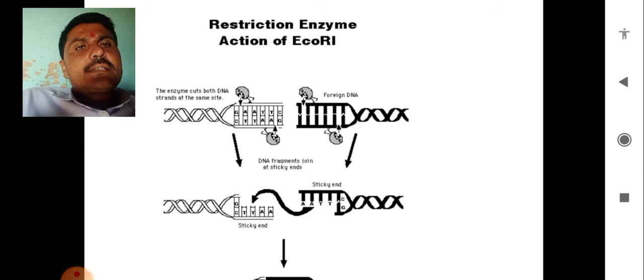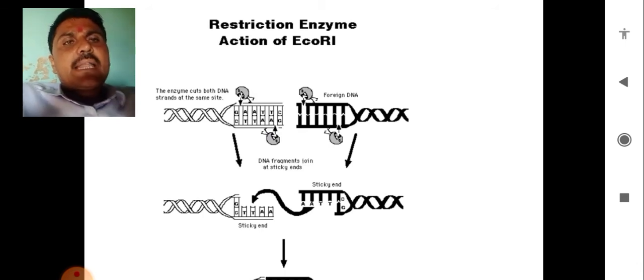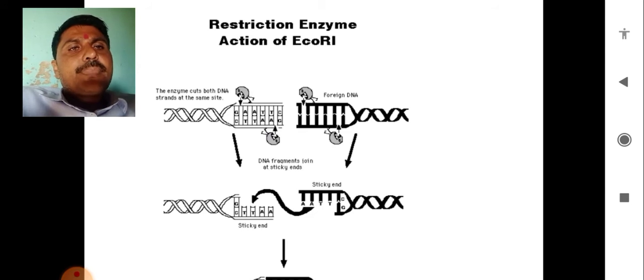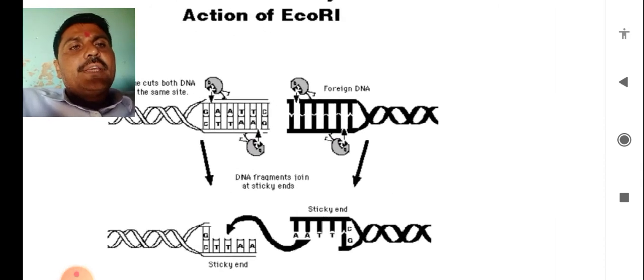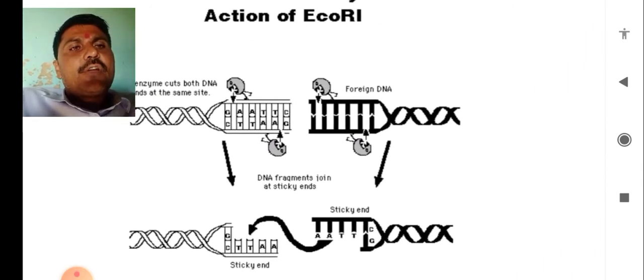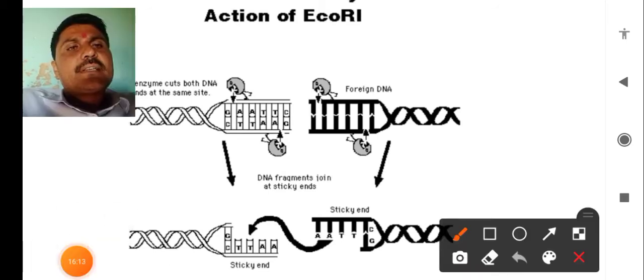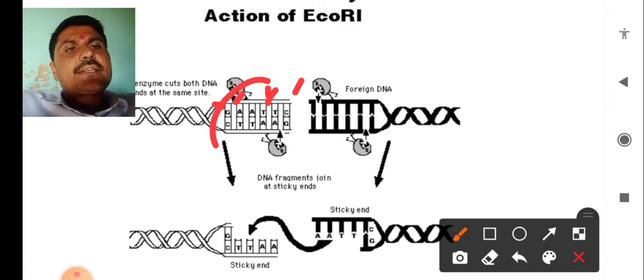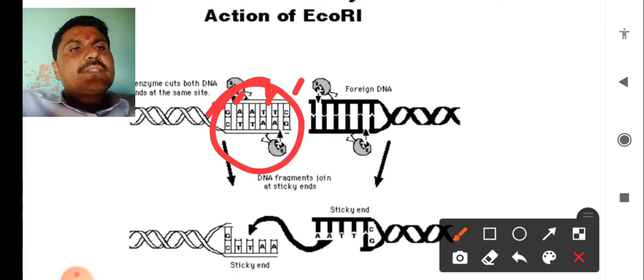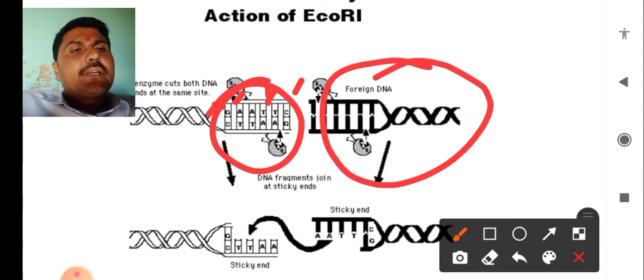Look at this enzyme. It cuts both the DNA strands at the same site. See, it is cutting the foreign DNA as well as the parent DNA at the same specific sites. So we see this cutting of the DNA with this endonuclease. This one is the foreign DNA. We can see the bases, that is guanine, adenine, thymine, cytosine. These are the bases of the nucleotides of this DNA, and this one is the foreign DNA, or we can also call it the target DNA or the desired gene.